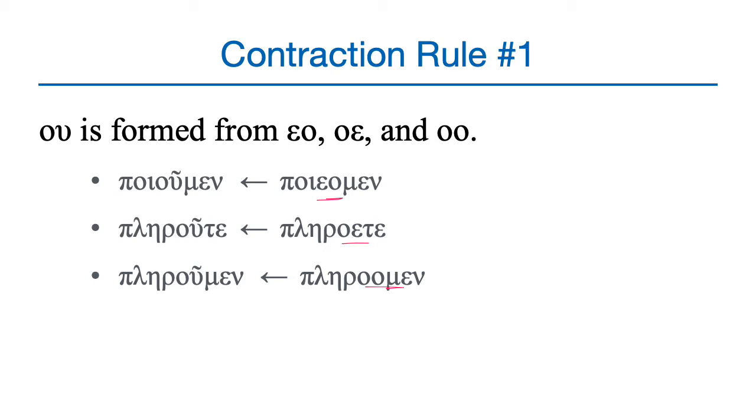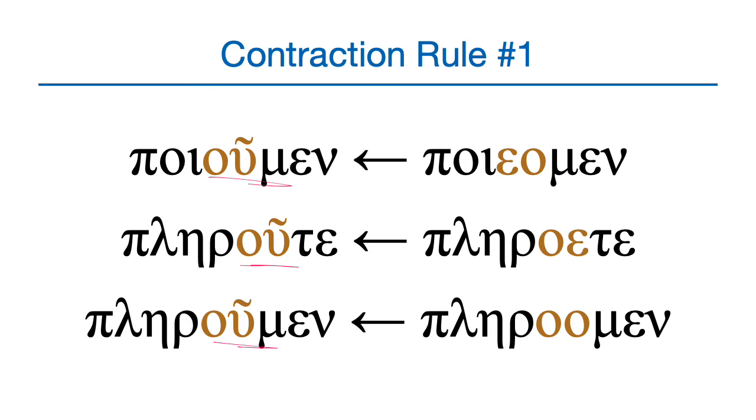So rule number 1 in contraction: u is formed from epsilon omicron, omicron epsilon, and omicron omicron. So you have poiumen. The contraction was epsilon omicron. The stem is poi a plus omicron becomes u, poiumen, first person plural. Plerute. The stem is plero plus omicron connecting vowel plus second person plural te, plerute. Plerumen. Pleru is the stem, omicron is the connecting vowel, and then men is the first person plural ending. So you have plerumen. And then you continue poiumen, plerute, plerumen. You understand the contractions that happen there. The letters in colors indicate the contractions that took place.